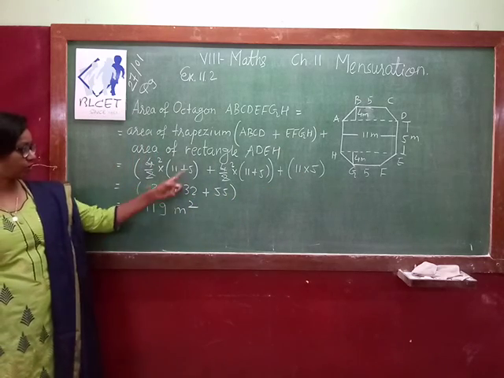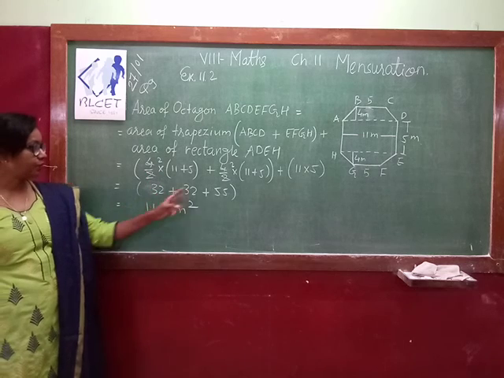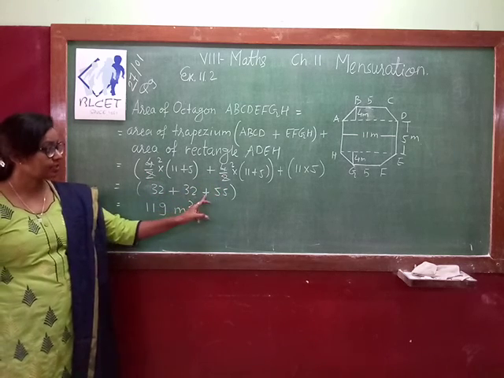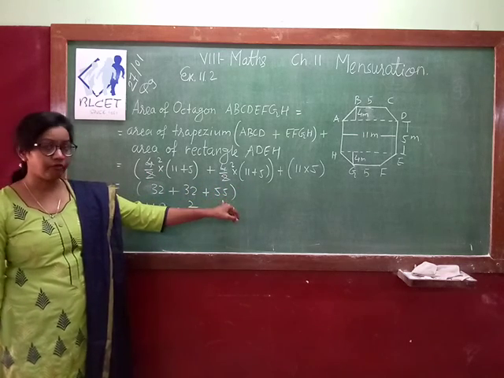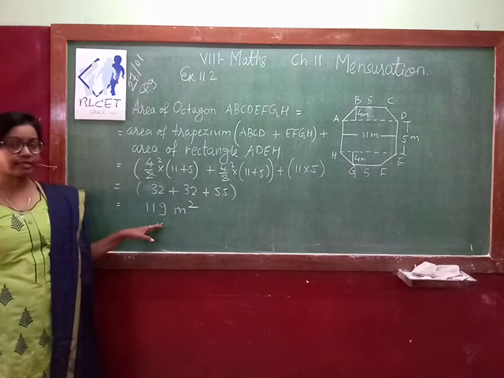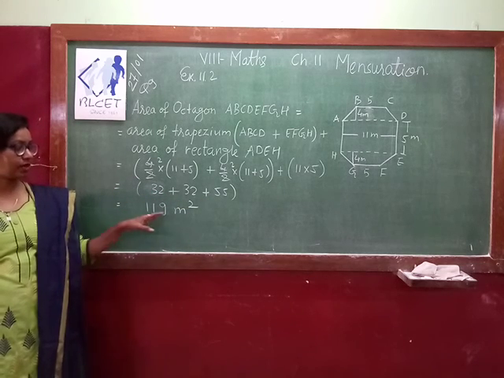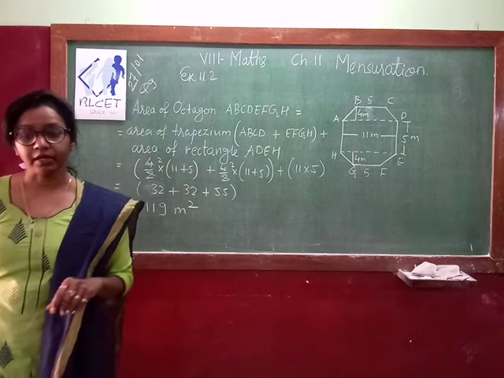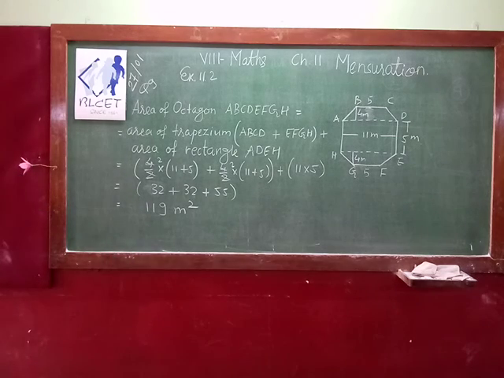Now solve this. When you solve this, for this it is 32, for this it is 32, plus 11 into 5 will give you 55. Do the addition, you will get the answer 119 meter square. This is the area of the given regular octagonal surface. Okay, now move on to the next question.